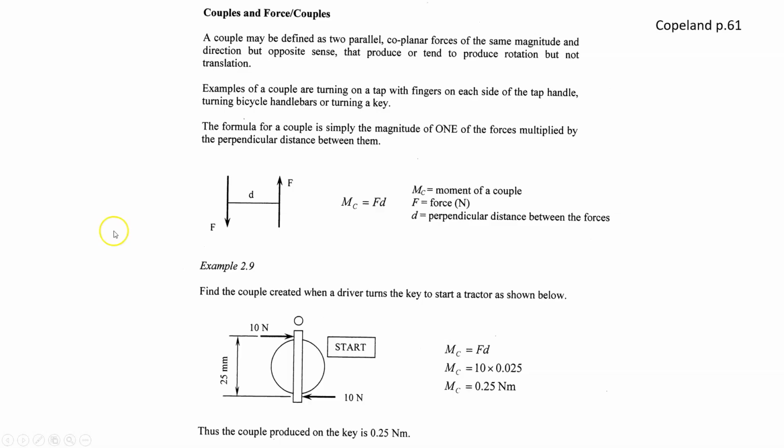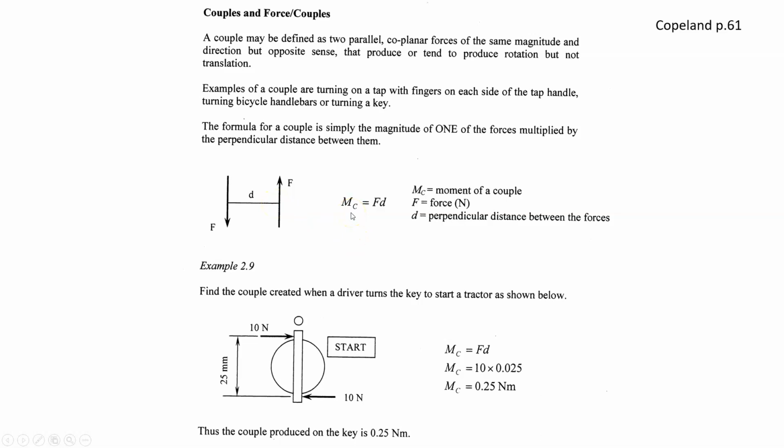So this is from page 61 of the Copeland textbook, where it talks about couples and couple forces, or force couples. The idea is that when we want to find out the moment couple, that's moment C for couple, we can just take one of the forces, F, multiplied by the distance between the two of them, D. So they give an example.